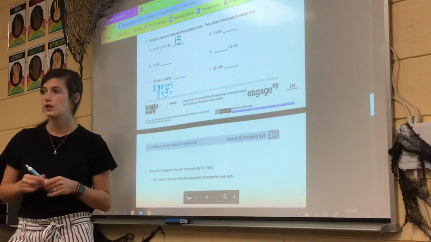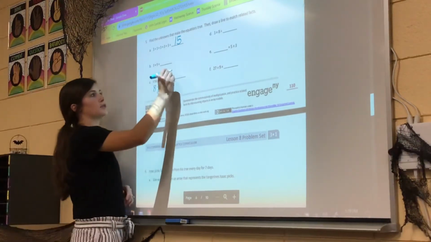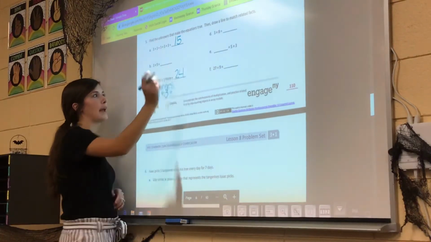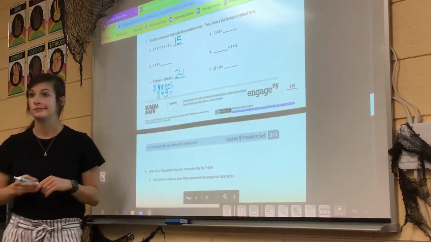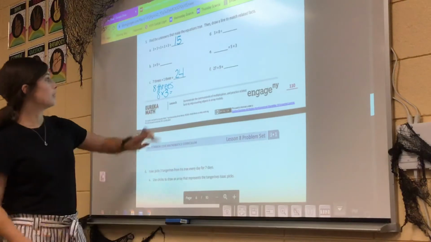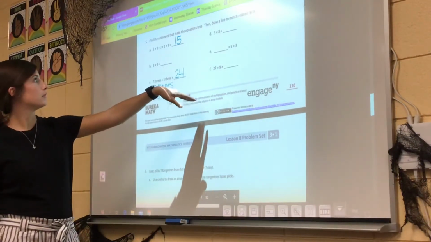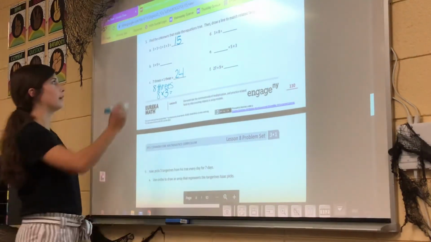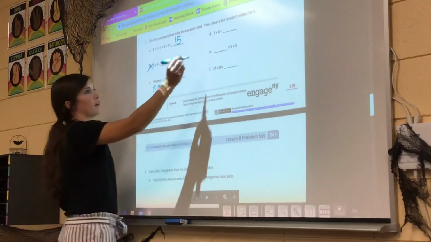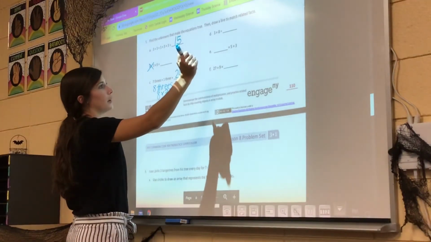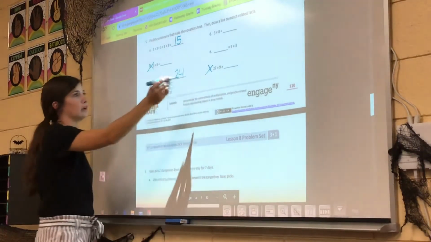Okay? So Thomas told us 8 threes equals 24. He skip counted by 8. Genius. Over here, cross out B, and cross out E. And cross out F.